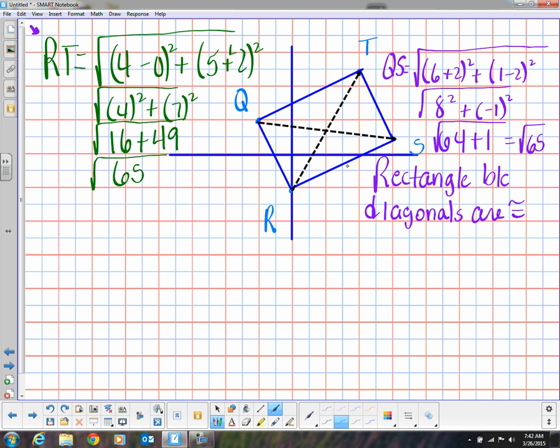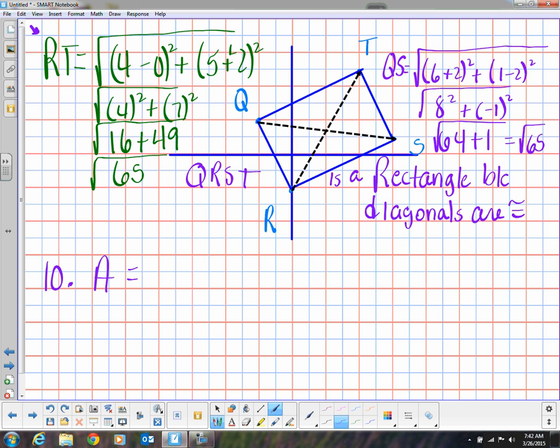Rectangle, let's see. QRTS, QR, what is this? QRST. QRST is a rectangle because diagonals are congruent. Does that look better? All right, number 10.